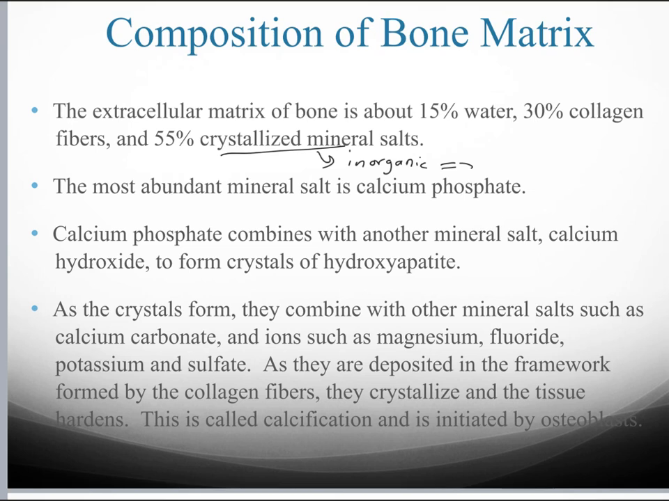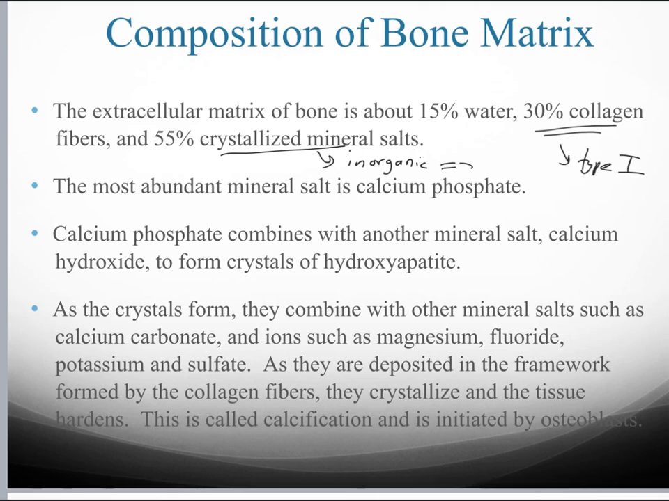Now, since there are inorganic components, we also have to outline the organic components. So these collagen fibers, which are type 1 collagen fibers, are the organic or living portion of the bone matrix. The most abundant mineral found in the bone matrix is calcium phosphate. Calcium phosphate combines with other mineral salts, calcium hydroxide, to form crystals of hydroxyapatite.